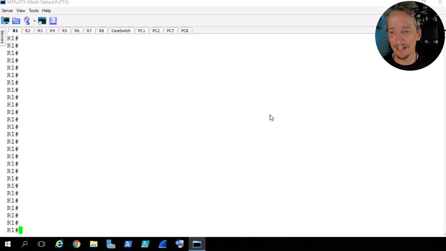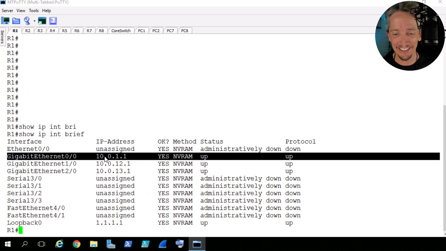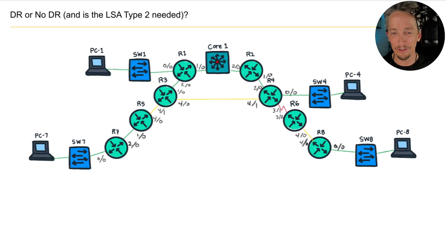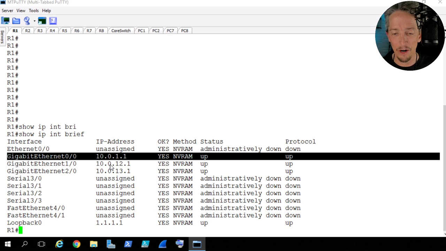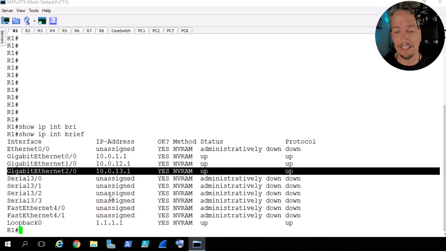One of the first things we're going to do before we start configuring R1 is verify we're on the right device. A show ip interface brief will be a really good start to that. All right, so gig 0/0, the one that's going off to this switch and to this network over here on the left, has an IP address of 10.0.0.1, great. And then gig 1/0 is the interface that is connecting into the core switch, which is in the same VLAN as router 2. That's great. And then gig 2/0 is the interface that goes down to R4.